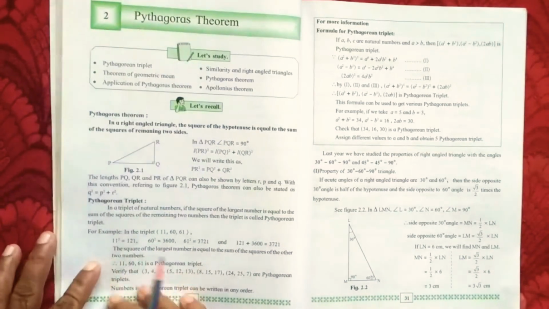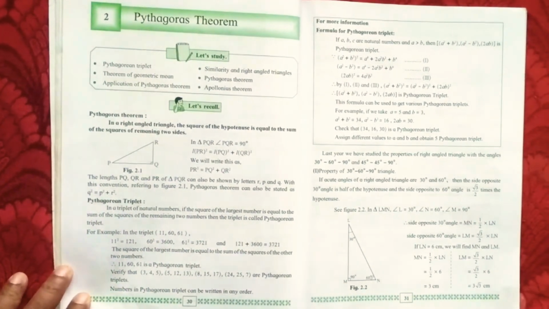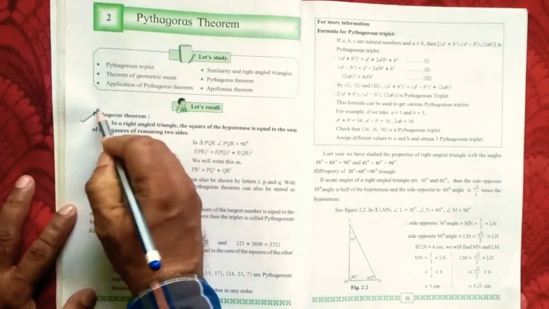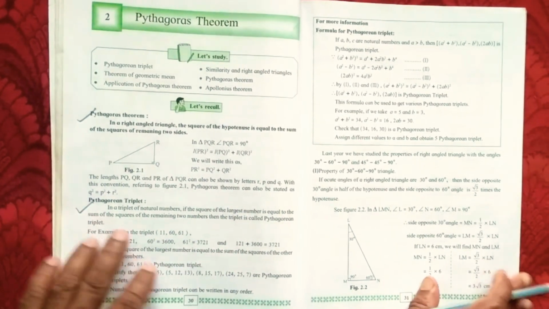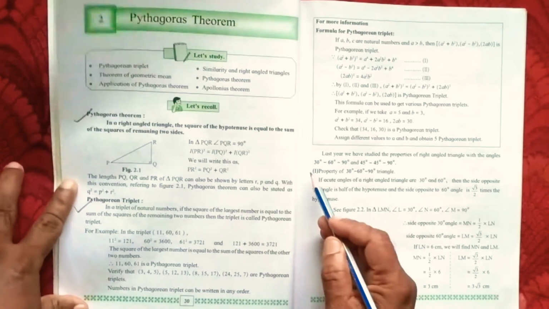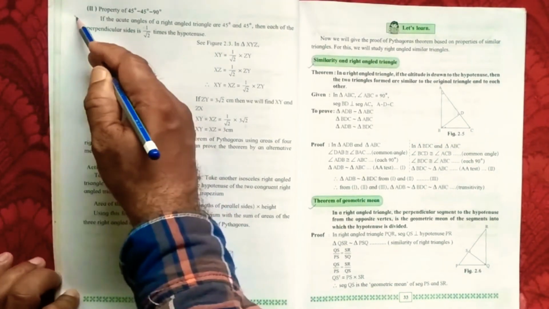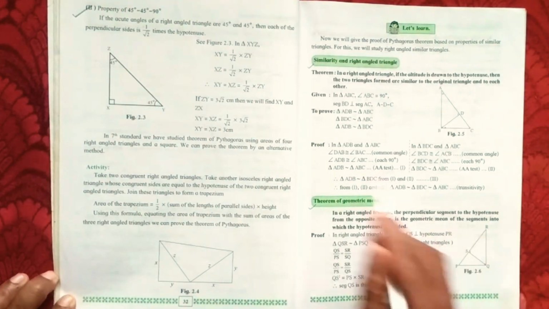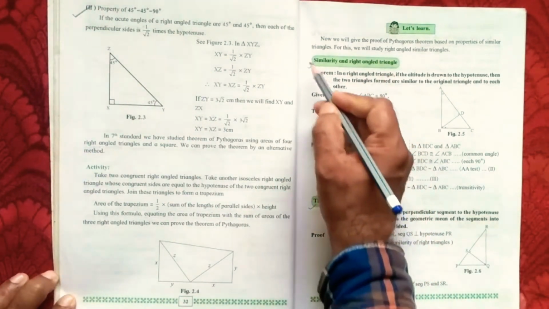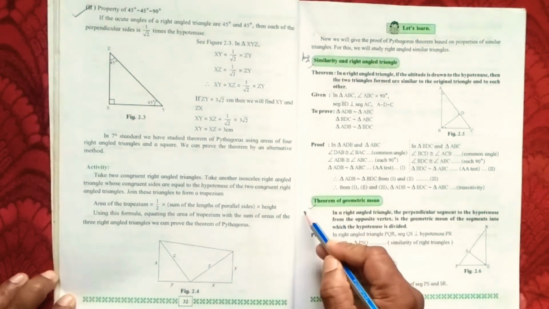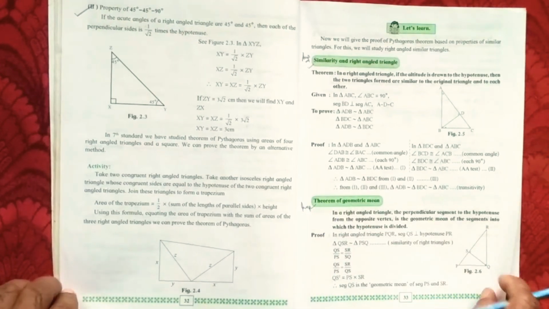Now in the second chapter, Pythagoras theorem, the more important topics you should focus on are: first, Pythagoras theorem and Pythagorean triplet; property of 30, 60, 90 degree triangle theorem; property of 45, 45, 90 degree triangle theorem; similarity and right angle of the triangle is an important theorem. Then the theorem of geometric mean is also important, which you have to study.